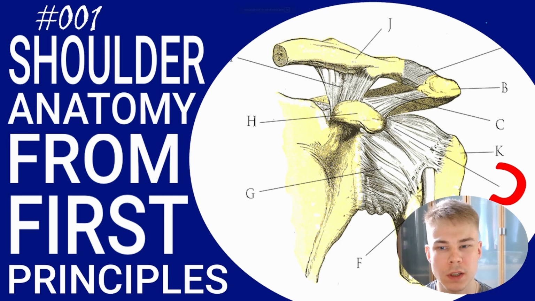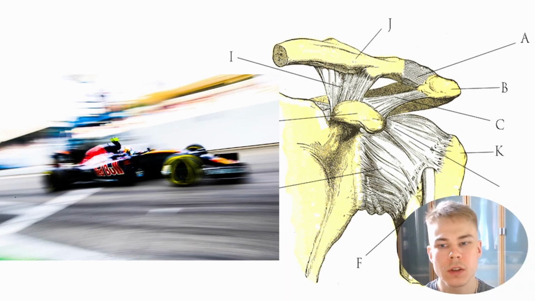So, welcome to Shoulder Anatomy from First Principles. This is a little YouTube series that I'm starting, and this video is specifically going to focus on how the shoulder maintains its stability. So, the shoulder joint is kind of like a Formula One car, in that it's very mobile, very agile, it can move very quickly, but that comes at the cost of stability.